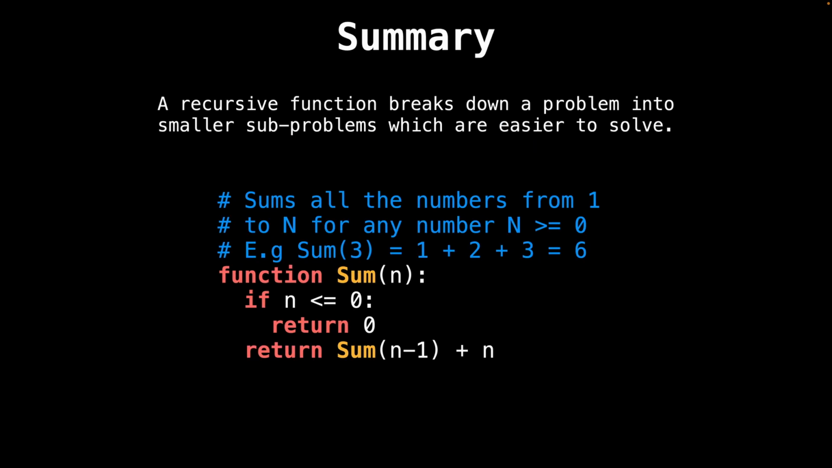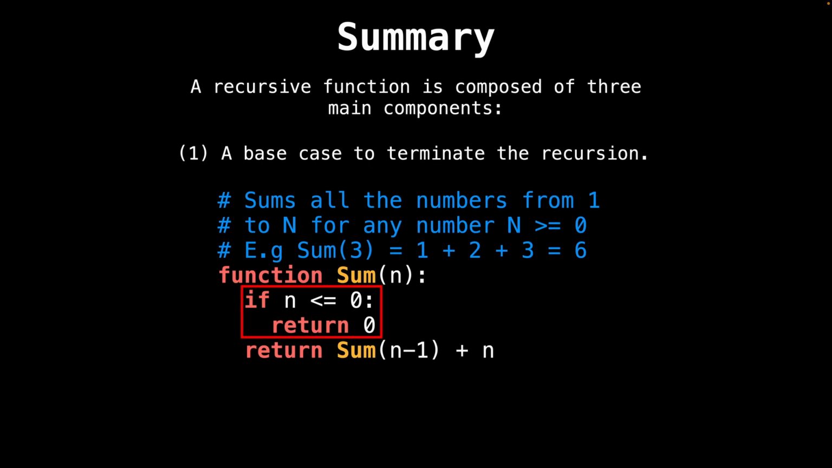So in summary, a recursive function is a function that breaks down a problem into smaller subproblems which are easier to solve. In the example we looked at, the sum function recursively called itself to find the sum of all the numbers from 1 to n inclusive. Then we looked at 3 of the main components of a recursive function.